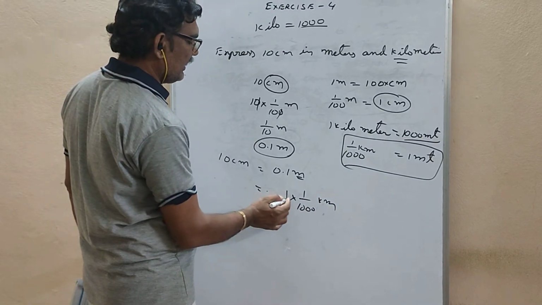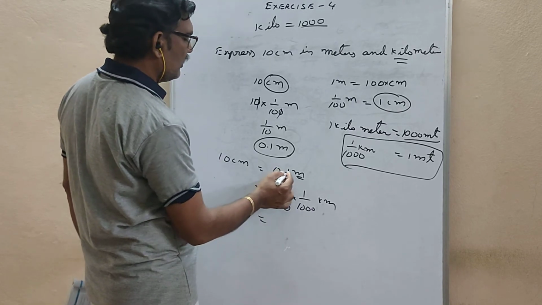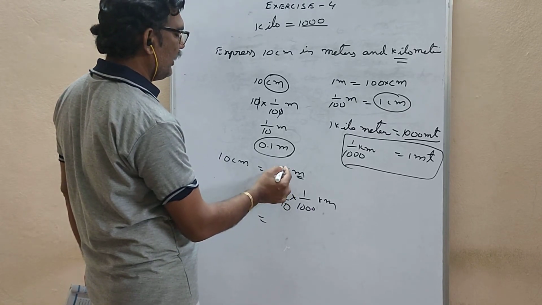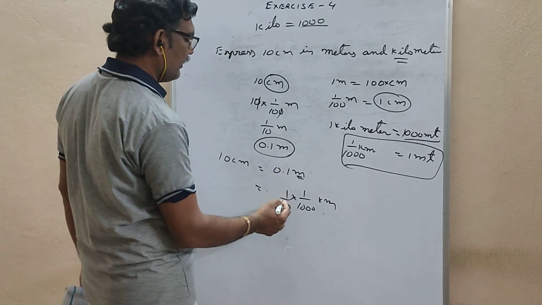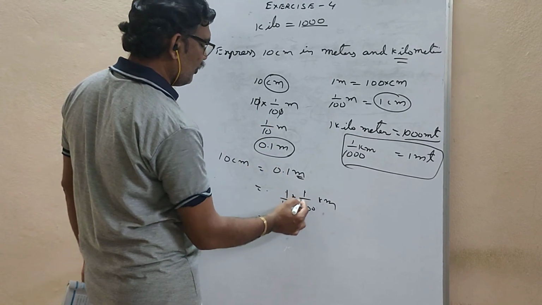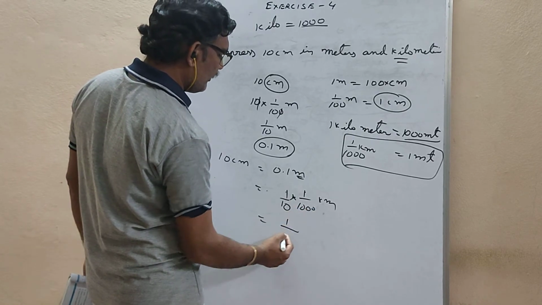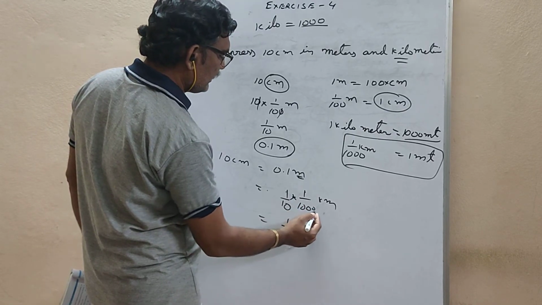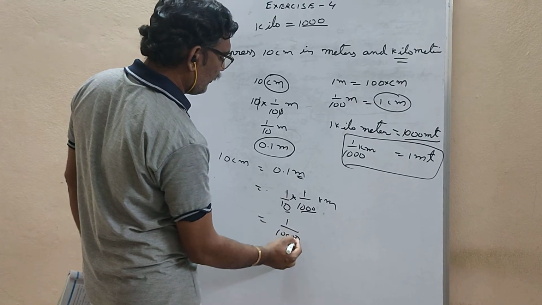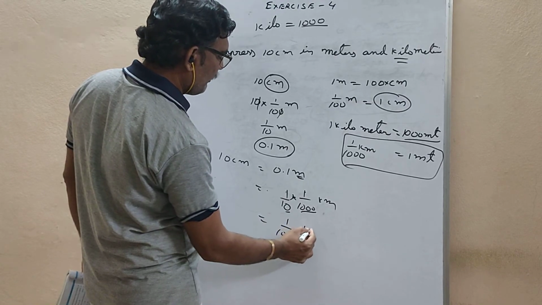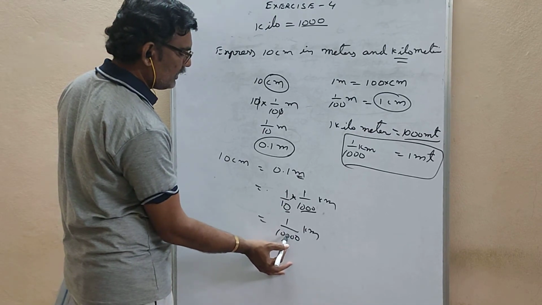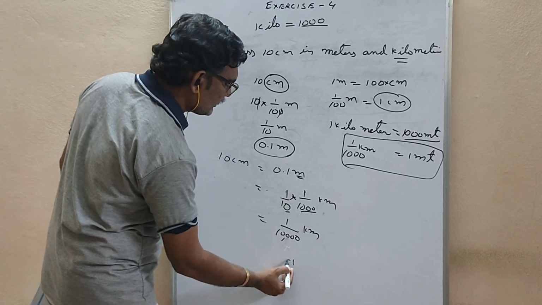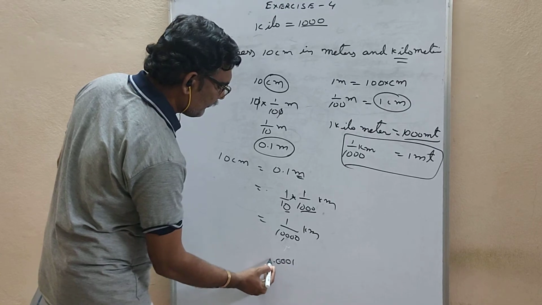0.1 means you can write it as 1 by 10 or not. Before 1 digit point is there. I said 1 by 10 means 0.1. 0.1 means 1 by 10. Now if you multiply numerator into numerator, denominator into denominator, here 3 zeros are there, here 1 zero. Total 4 zeros will come. 1 by 10,000 kilometers. How many zeros are there? Count 1, 2, 3, 4. So 4 digits before you have to keep a point.